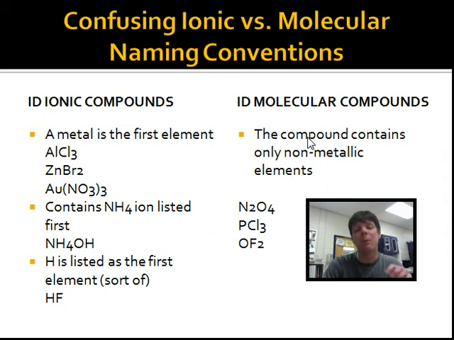Now, how do we identify molecular compounds? The key thing to look for is both elements or all the elements present in the compound are non-metallic elements. So these are elements located above and to the right of the stair-step divider on the periodic table. So we see examples N2O4, nitrogen and oxygen are both non-metallic elements. Phosphorus and chlorine are both non-metallic elements. And we see those combination here, oxygen and fluorine are both non-metallic elements. So all of these would have covalent bonding. They are molecular compounds.